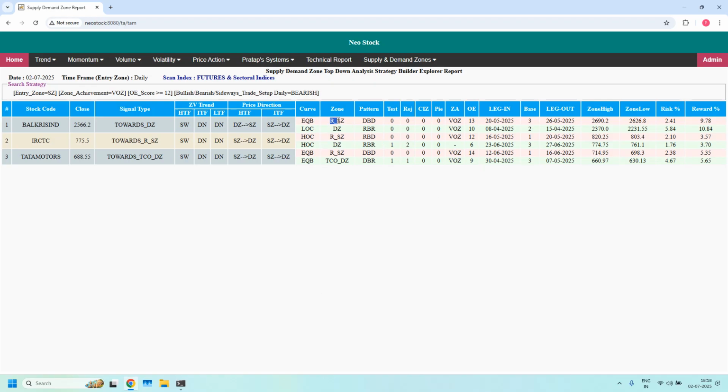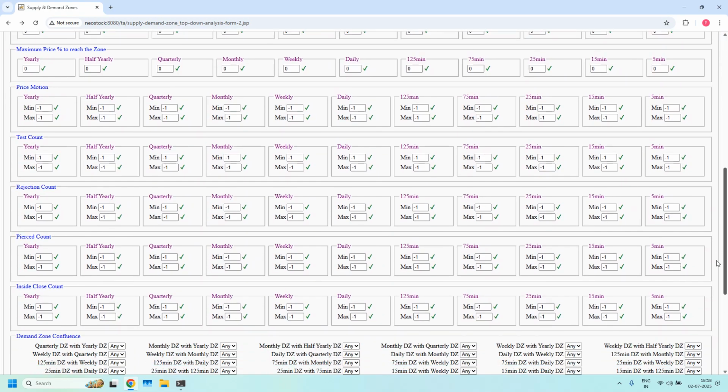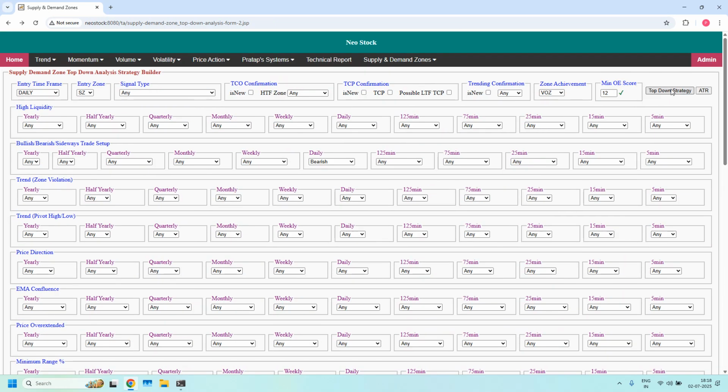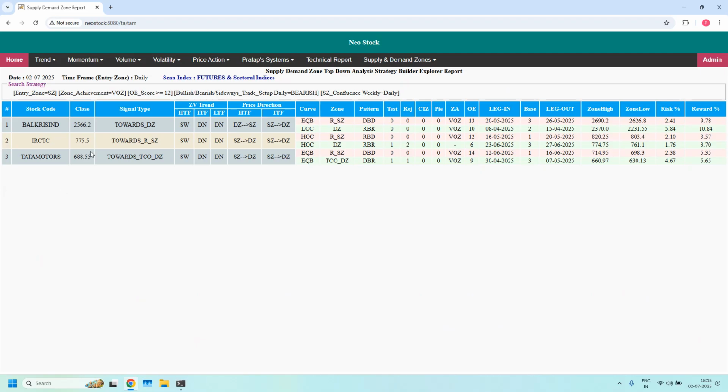And entry time frame zones are daily supply zones. Out of these 3 daily supply zones, how many are having more high probability to get success? That we will filter based on zone confluence strategies, but this time supply zone confluence strategies. The first filter is daily and weekly supply zone confluence. Applying this filter on the 3 stocks, we got all the 3 stocks.